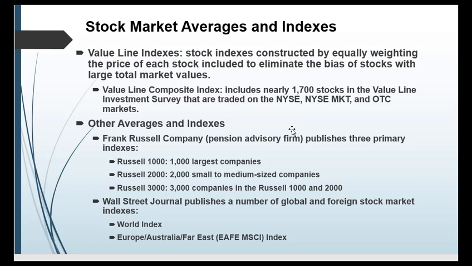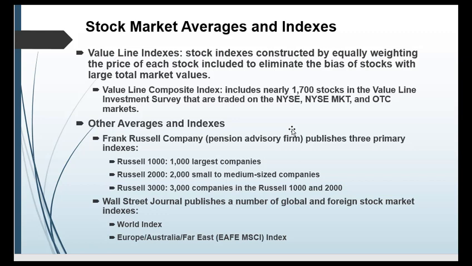These are actually constructed with what's referred to as equally weighting the price. So each stock has its own relationship that's an equally weighted distribution. And the idea here is to eliminate the bias of those stocks that have very large market values. So this might be something a little bit more general, right? It's not influenced by those big ticket stocks.